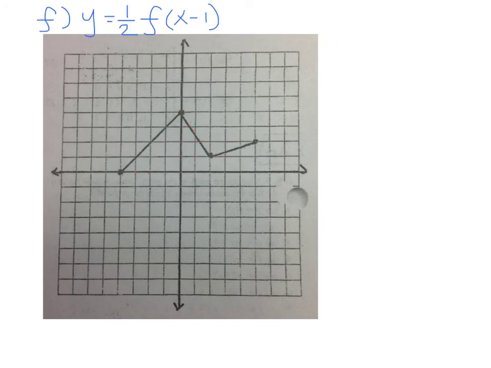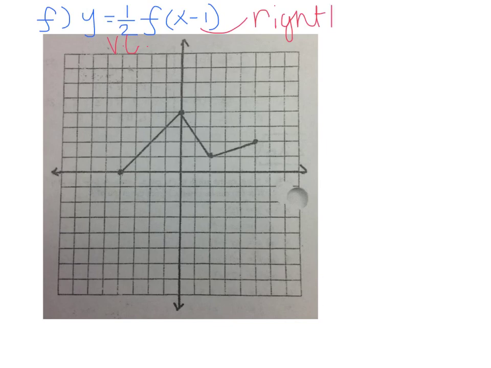Last one, F: y equals 1/2 times f of x minus 1. So 1/2, since it's in between 0 and 1, is going to be a vertical compression, and minus 1, since it's inside the parentheses, is going to move it to the right 1.